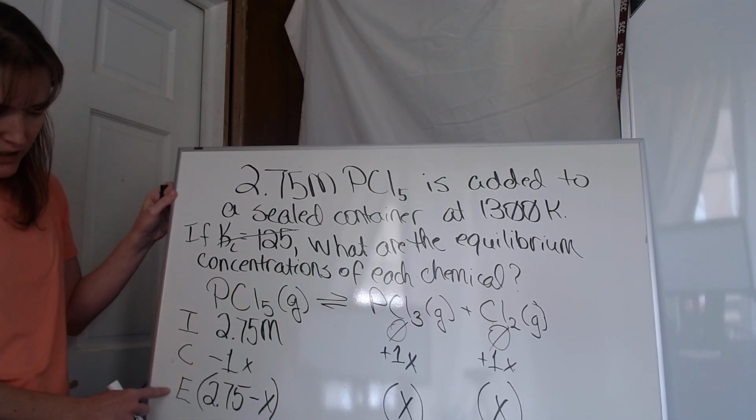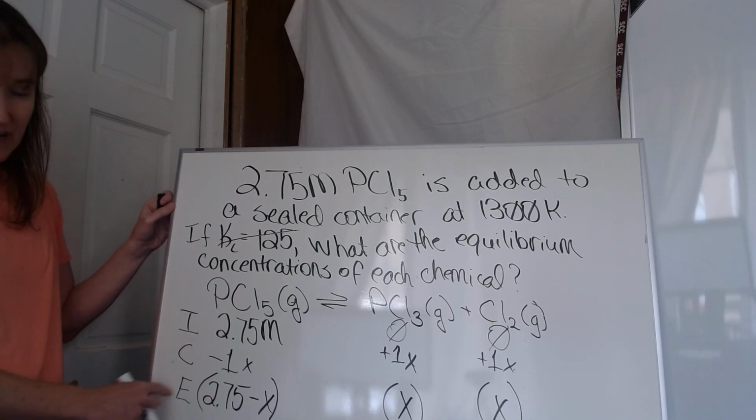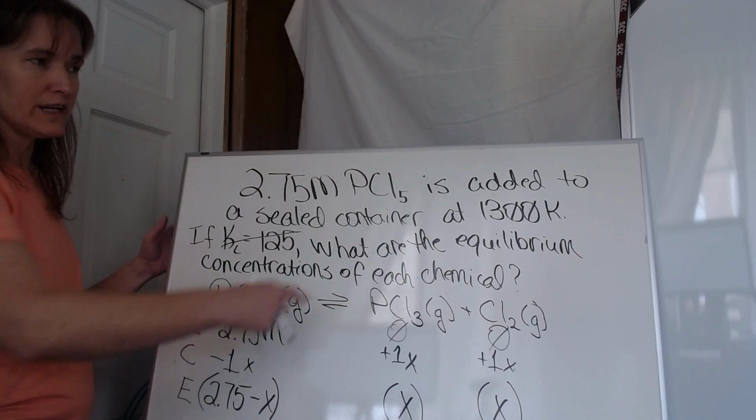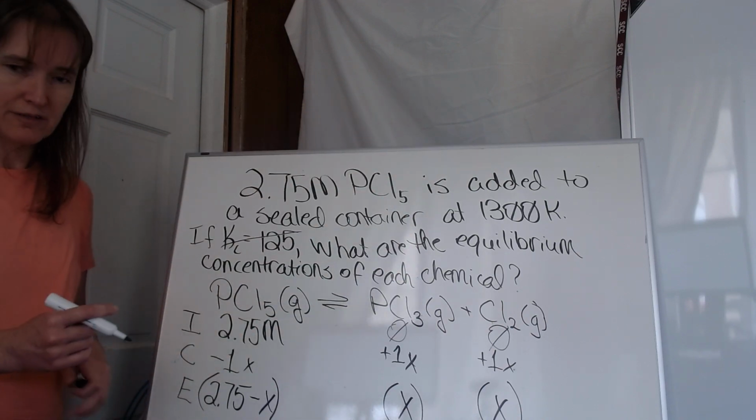Once you know the equilibrium quantities, even if it involves unknown x, you can plug those quantities over into the equilibrium constant expression. So I'm going to move the camera over here.